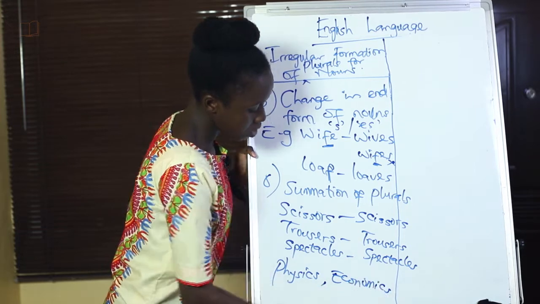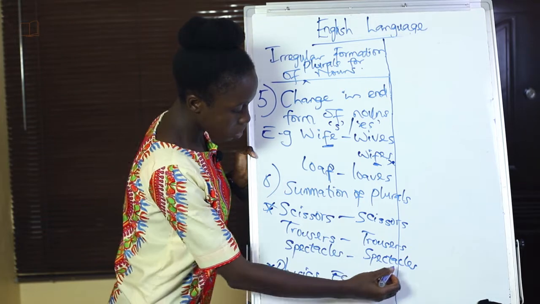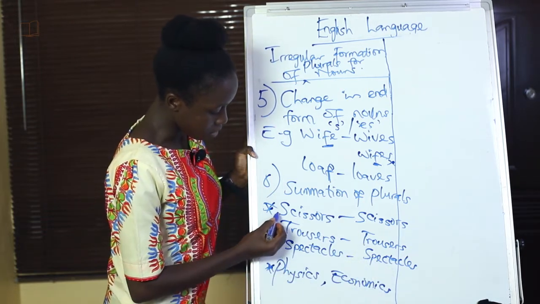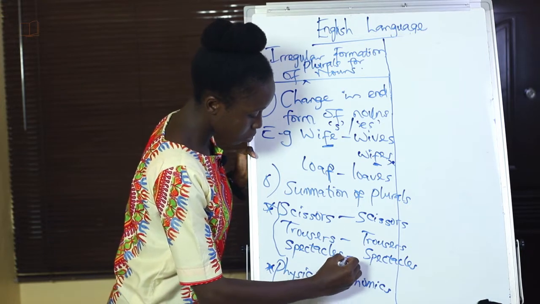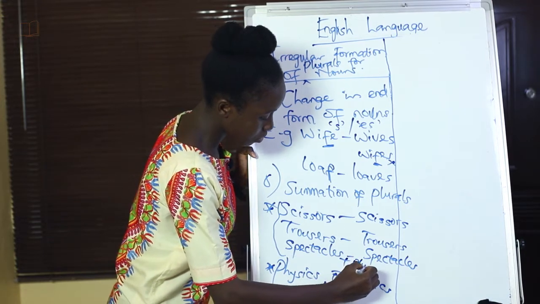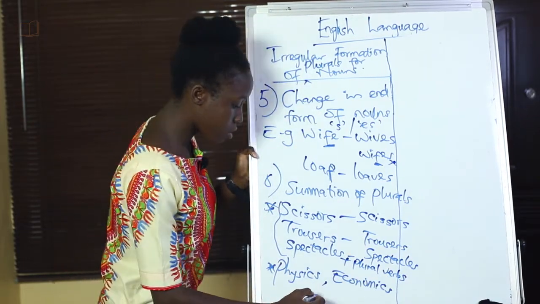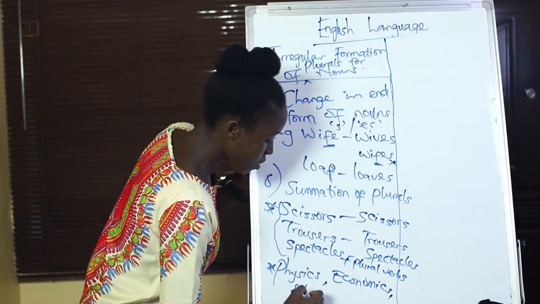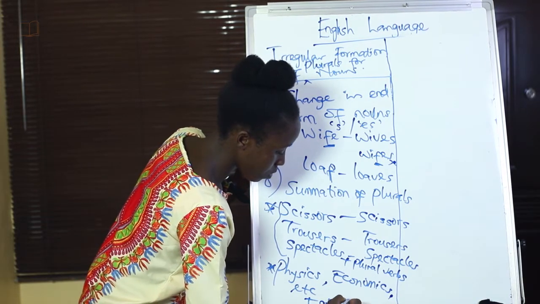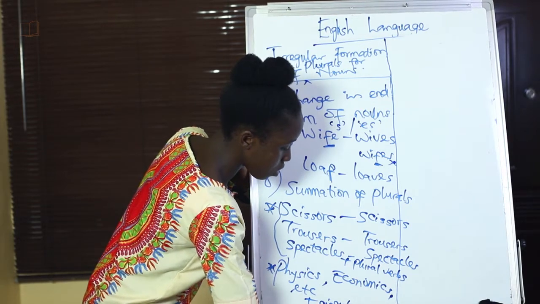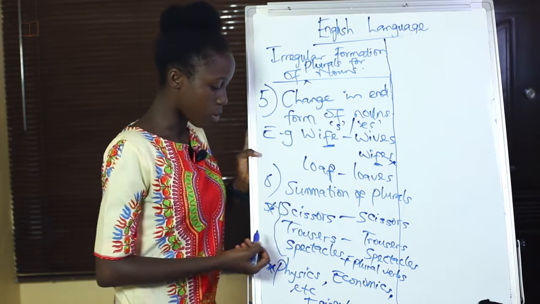Now the difference between this and this: all these words, the first set of words that I highlighted here, they go with plural verbs. Physics, economics, etc. go with singular verbs. Though they are still under this subtopic, which is summation of plurals.